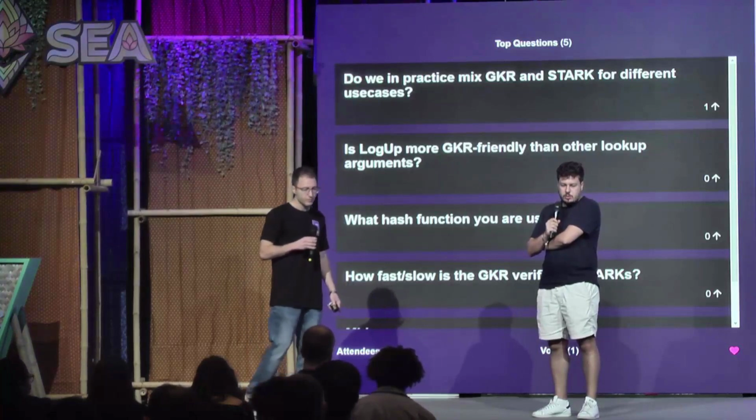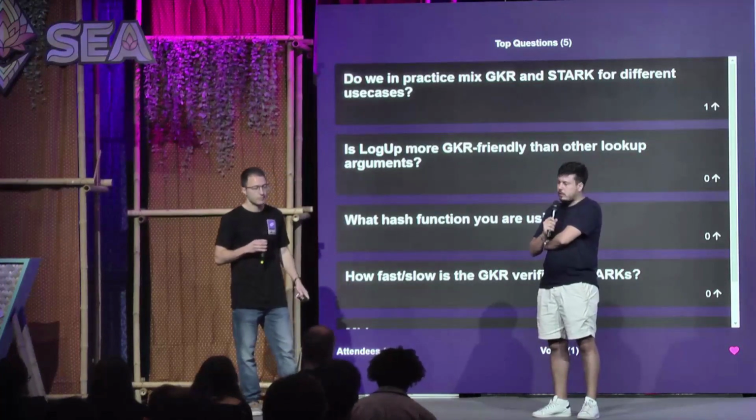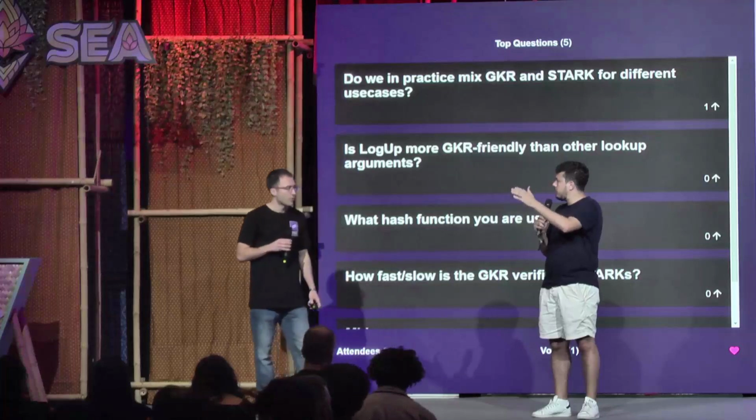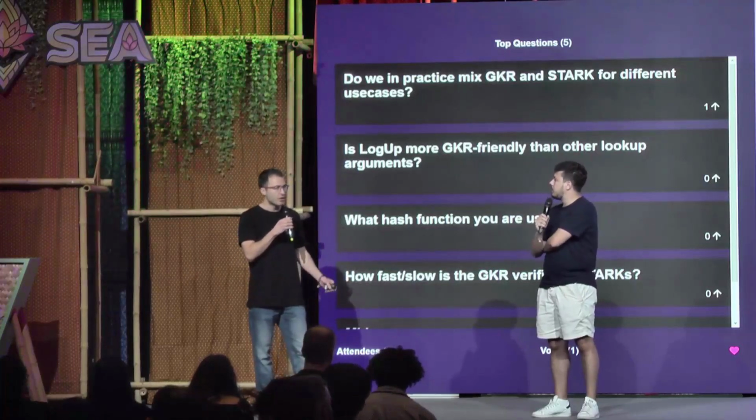How fast or slow is the GKR verifier in Starks? Yeah, good question. From what I recall, I was focusing less on the GKR verifier, so I'd have to go back. It was not drastically faster or slower. You were getting roughly the same, maybe a bit slower. And does it change in terms of the size of the lookup you're proving? Yes, but in the numbers that we care about, maybe traces of 2 to the 16, you didn't see many differences. It was relatively constant. Okay, cool.